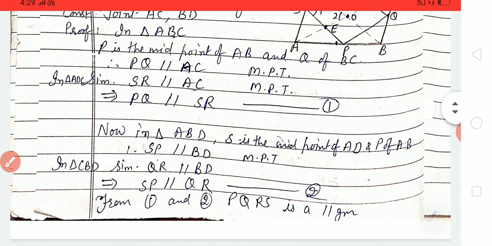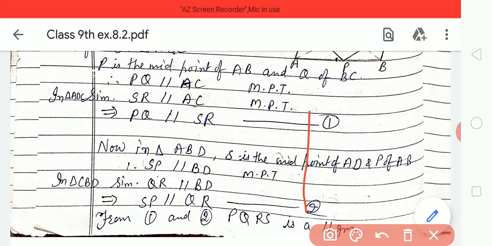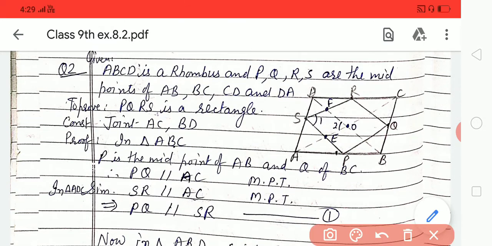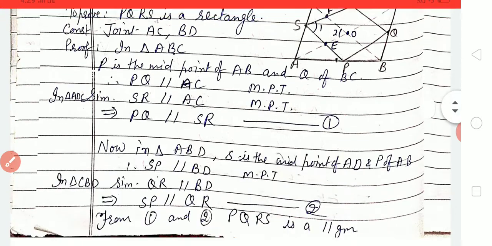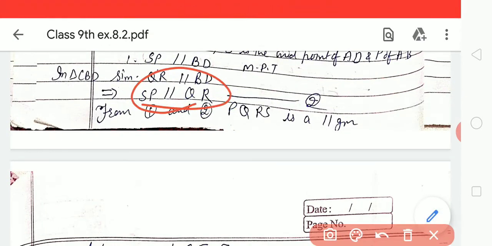Now in the triangle ABD, you can see the triangle ABD. This is your ABD. You know that S and P are the midpoints, so that this SP is parallel to this BD and half of BD. Now in the triangle BDC, Q and R are the midpoints, so that you can say QR is parallel to this BD and half of BD. So from 1 and 2, what you can say is that your SP is parallel to QR and also equal. So here we have proved it by using 1 and 2.